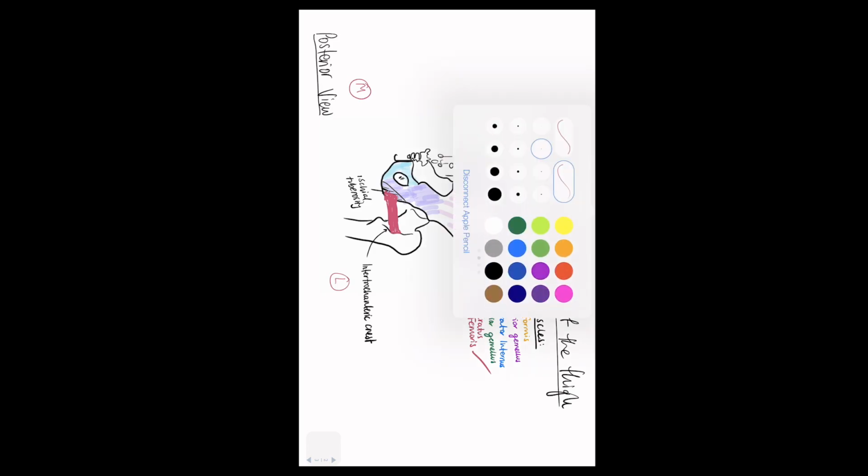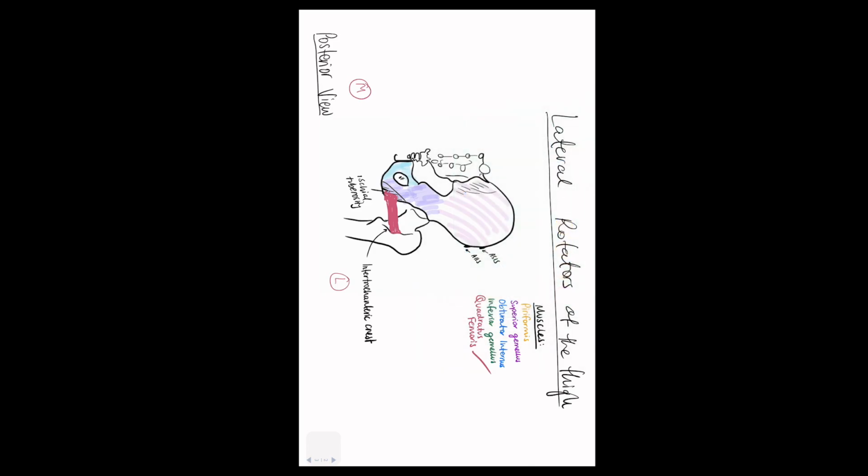Next up, we have the inferior gemellas muscle, which will originate from the superior aspect of the ischial tuberosity, and it will insert on the medial aspect of the greater trochanter, like so. So that's done. And next up, we have the Obturator internis muscle.